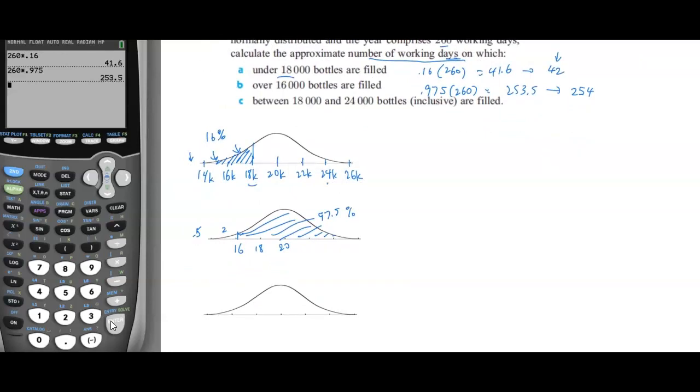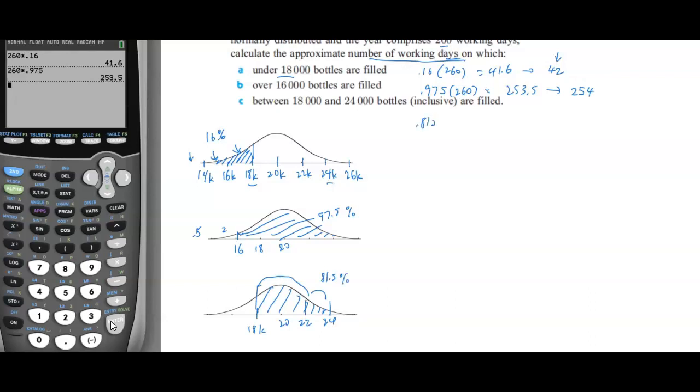What about between 18,000 and 24,000? So 18,000 is here, 24,000 here. So 18,000 is here. This is 20, this is 22, and this is 24. So we want to know between 18,000 and 24. So that would be 68% plus 13.5%, which we already know from previous problems is 81.5%.